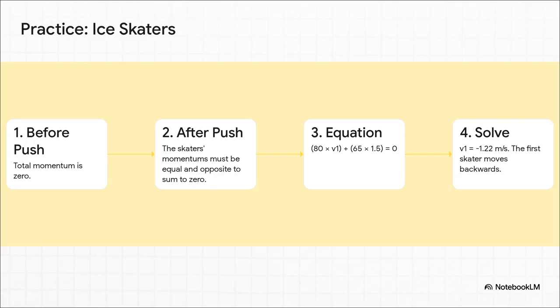And the exact same principle works here. You've got 2 ice skaters just standing still, so total momentum is 0. One pushes the other, the 65-kilogram skater moves off with a positive velocity. For the total momentum to stay 0, the heavier 80-kilogram skater absolutely must move in the opposite direction. And because he has more mass, he moves a bit slower to perfectly balance everything out. The math proves it every time.